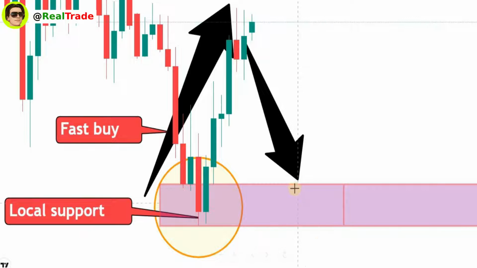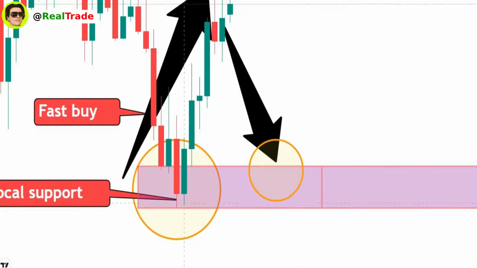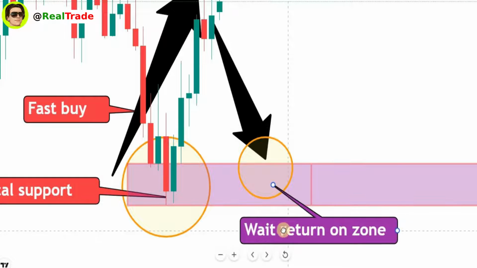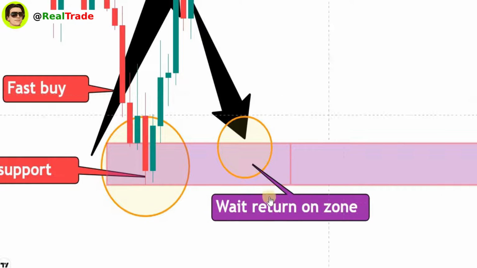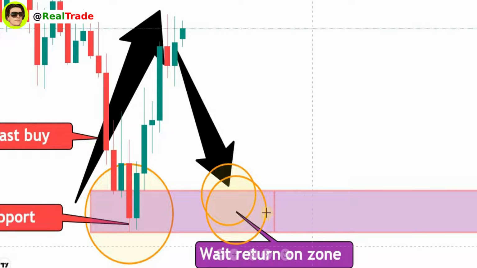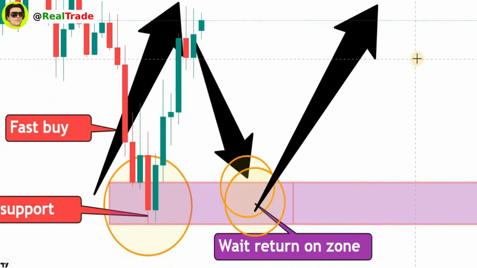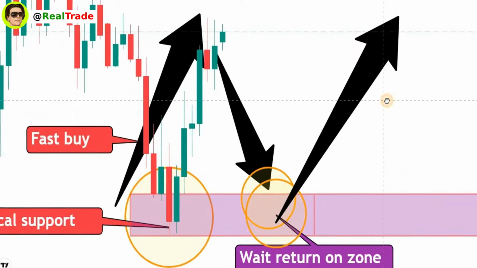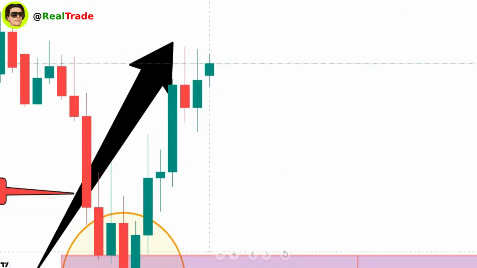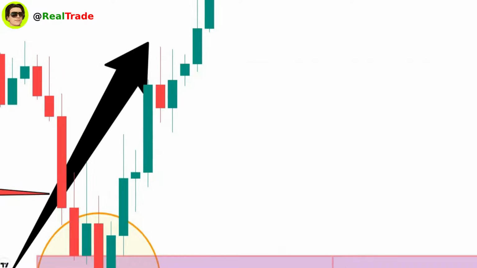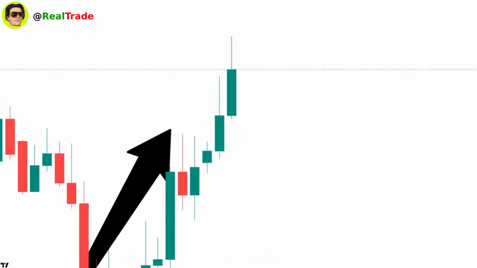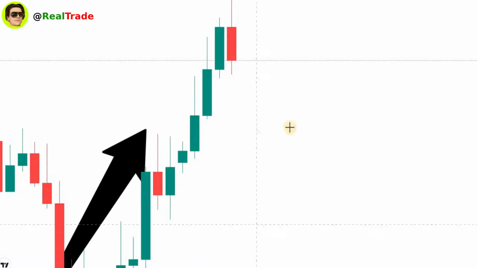And on the local support zone, I wait for the return price. Yes, wait for the return on the zone, return price, this area. This area goes up: third line, green candle, full candle, big candle.